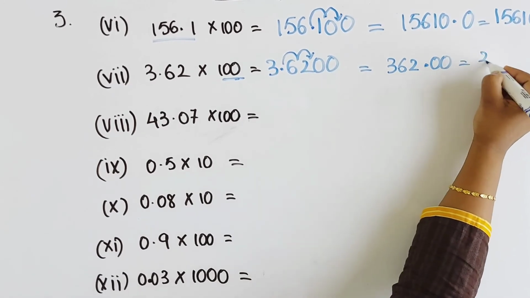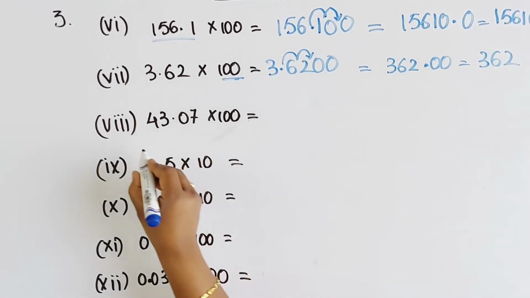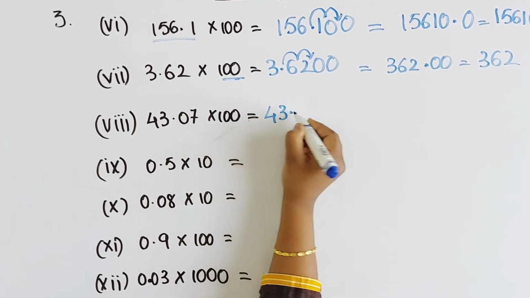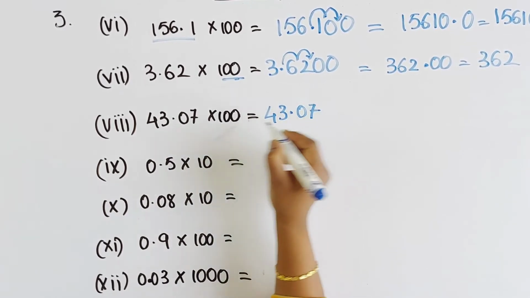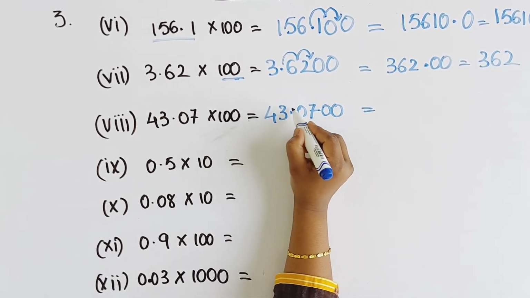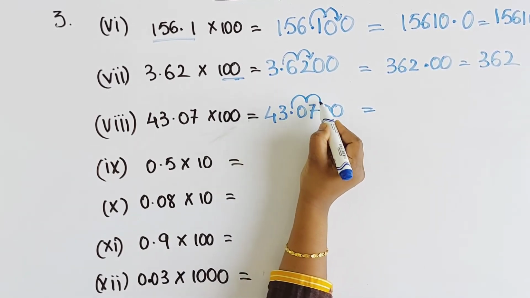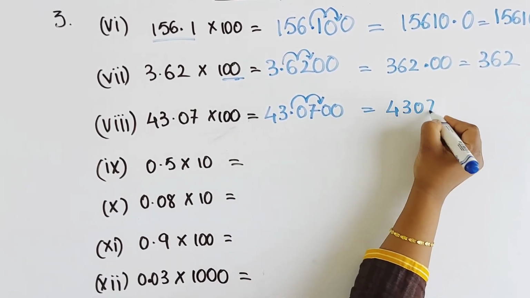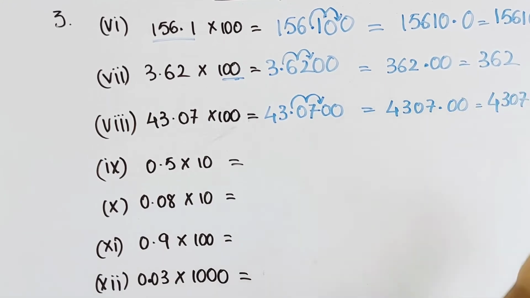So the answer is 362.00. That means 362. Next one, 43.07 into 100. 43.07, I am writing as it is. Into 100 means two zeros. Now the point will move after two numbers to the right side. So the answer is 4307.00.